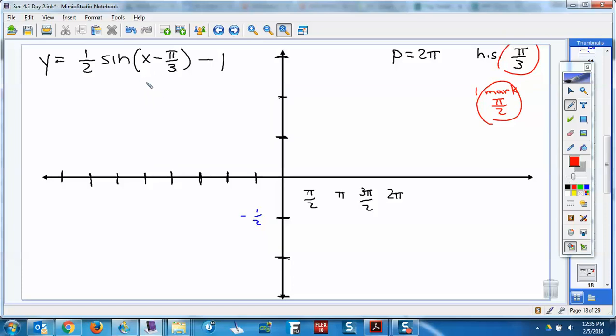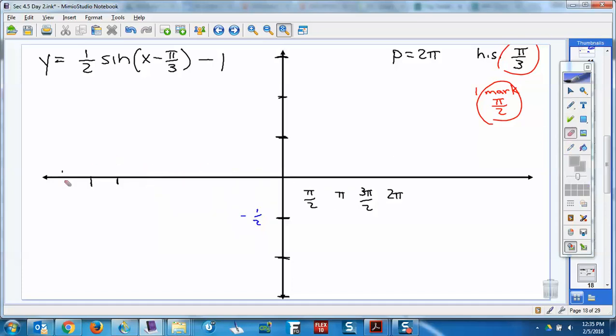What's the period on this one? 2 pi. So if I'm going to do one full cycle, I've got to do 2 pi. If I'm marking it in sixths, how many markings do I need? I'm going to need 12 of them, right? 12 pi/6 is going to make 2 pi. So I'm going to need 12 markings, so I'm going to need more than I had up here.